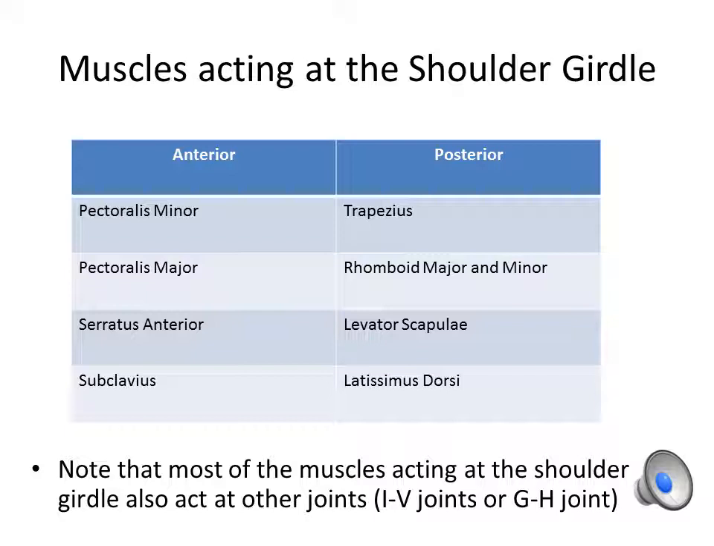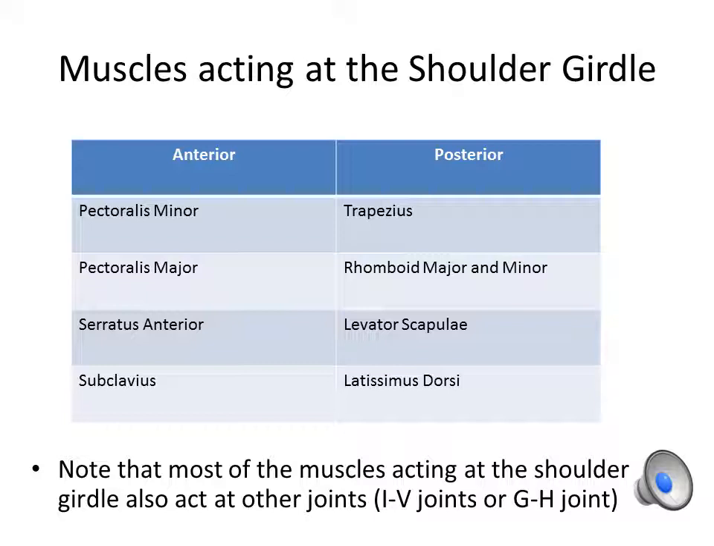Note that the anterior muscles, pectoralis minor, pectoralis major, serratus anterior, and subclavius, all act at the shoulder girdle. This would be a good time to try to review the muscles of the anterior shoulder girdle that are listed here, their attachments, and their actions that they have at the scapulothoracic interface.